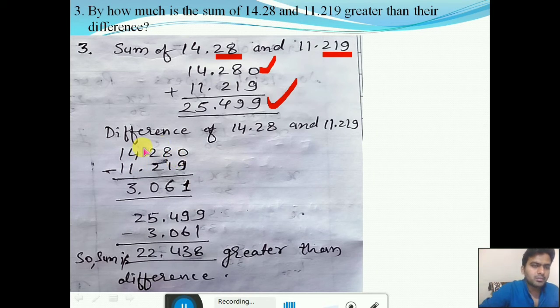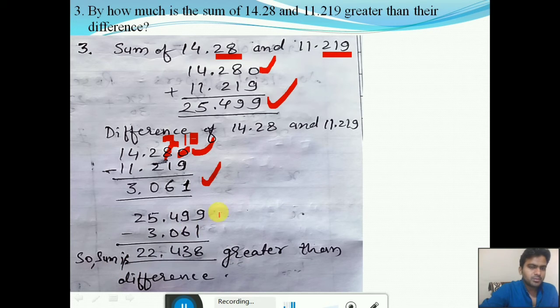And the difference: 14.28 is the bigger number and 11.219 is the smaller number. So we will subtract the smaller number from the bigger number. Now for this number 10, we will borrow from here, so this 8 becomes 7. Then 10 minus 9 equals 1, 7 minus 1 equals 6, 2 minus 2 equals 0, and 4 minus 1 equals 3. I hope you understood. 3.061.